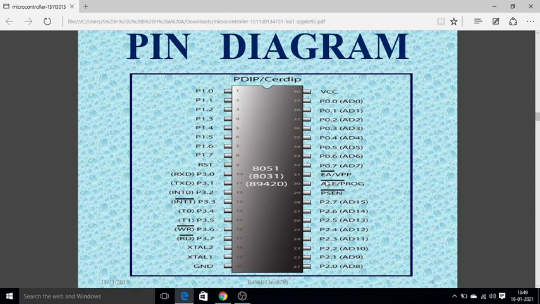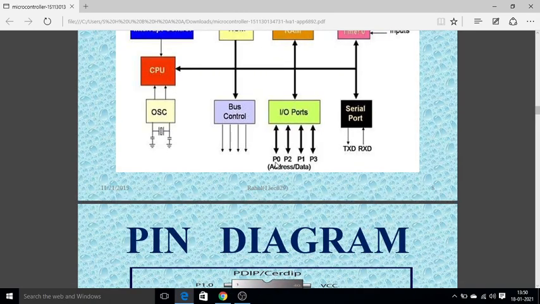And this is the 40-pin integrated circuit. We know that the 8051 has a 40-pin integrated circuit, in which 32 of the 40 pins serve as input output ports. See this one, P0.0 to P0.7, these 8 pins act as port 0. This is P0.